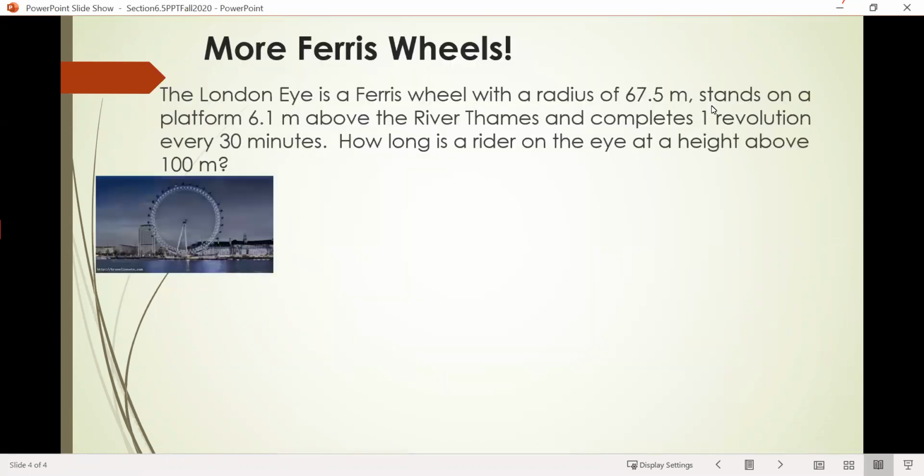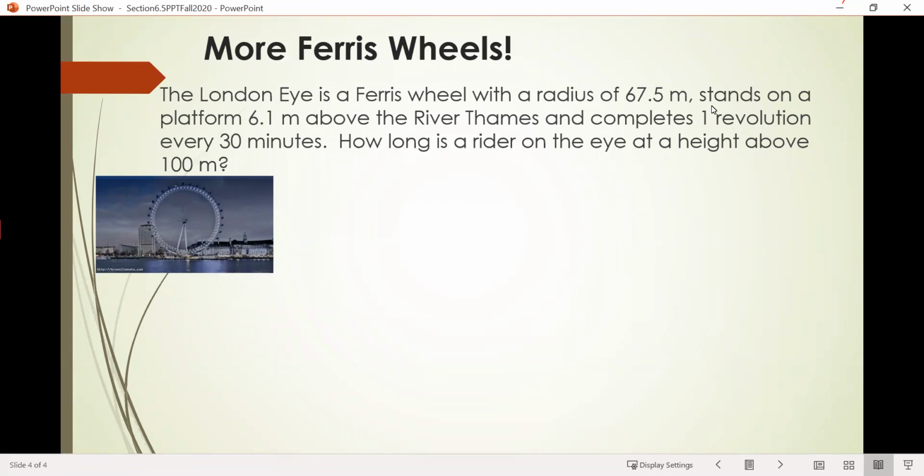All right, let's go back to Ferris wheels and look at this problem. We're told that the London Eye is a Ferris wheel with a radius of 67.5 meters that stands on a platform 6.1 meters above the River Thames, and yes, that's pronounced the River Thames, and completes one revolution every 30 minutes. We want to know how long a rider is on the eye at a height above 100 meters. So a lot going on in this problem, right?